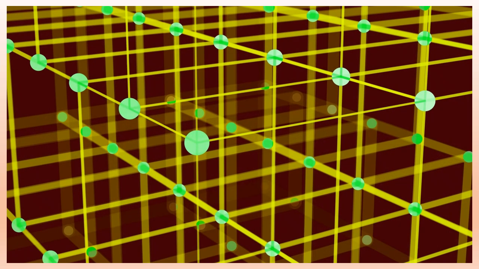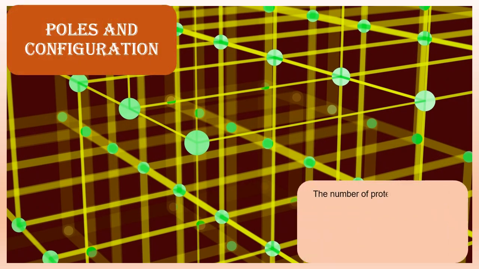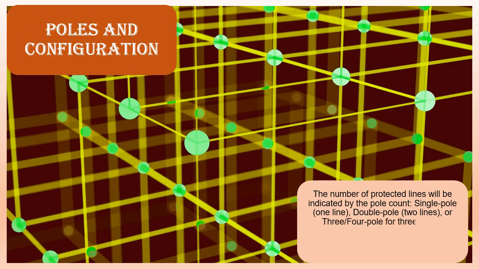Poles and configuration. The number of protected lines will be indicated by the pole count: single pole, 1 line; double pole, 2 lines; or 3 or 4 pole for 3-phase systems. This defines how many conductors the breaker simultaneously opens upon a trip.